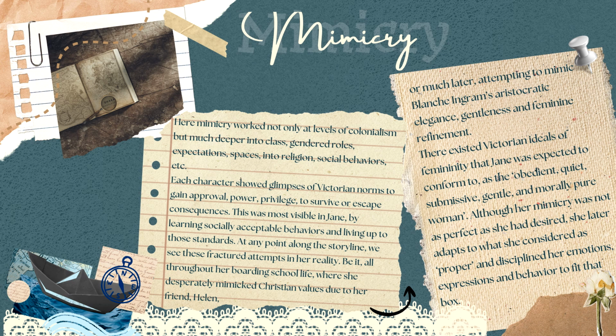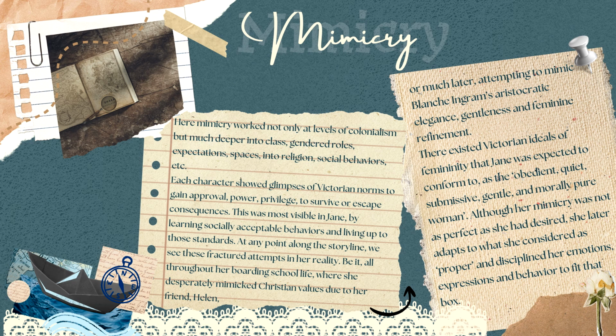At any point along the storyline, we see these fractured attempts in her reality, be it all throughout her boarding school life, where she desperately mimicked Christian values due to the influence of her friend Helen, or much later, where she attempts to mimic Blanche Ingram's aristocratic elegance, gentleness, and feminine refinement because she held deep feelings for Mr. Rochester.